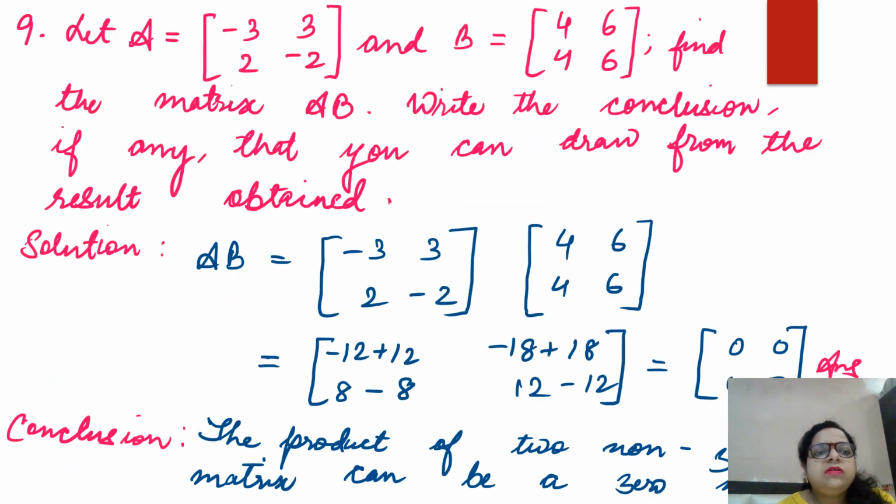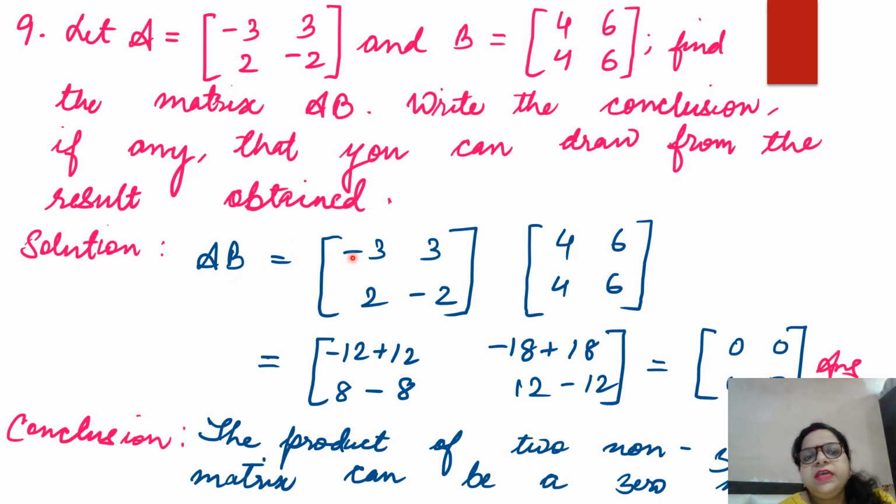Now coming to solved question 9. Let A be equal to [minus 3, 3; 2, minus 2] and B be equal to [4, 6; 4, 6]. Find the matrix AB. Write the conclusion, if any, that you can draw from the result obtained.